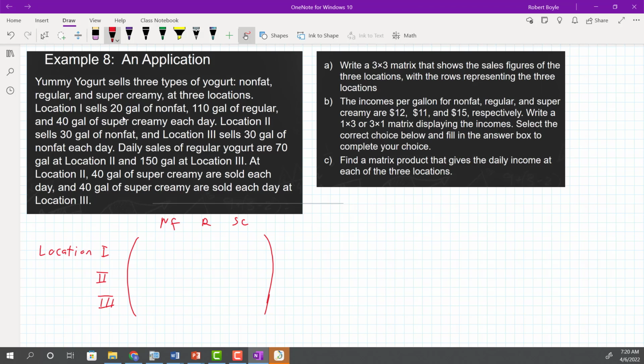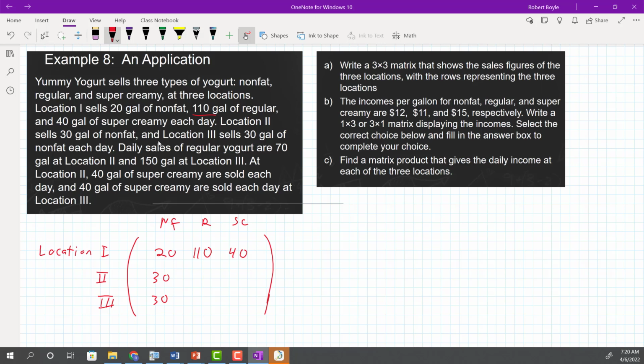Location 1 sells 20 gallons of non-fat yogurt. So that's going to be 20 here. 110 gallons of regular yogurt. Well, that's 110 right here. And then 40 gallons of super creamy yogurt. That's going to be 40 right here. Okay. Location 2 sells 30 gallons of non-fat yogurt, so that's 30 for location 2. And location 3 sells also 30 gallons of non-fat yogurt, so that's a big 30 here.